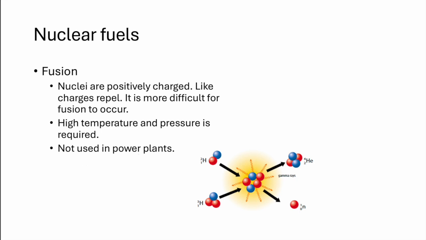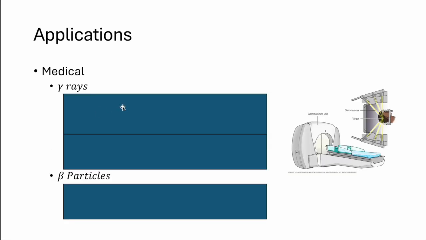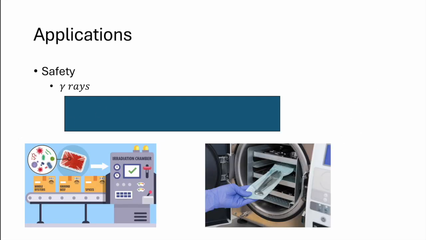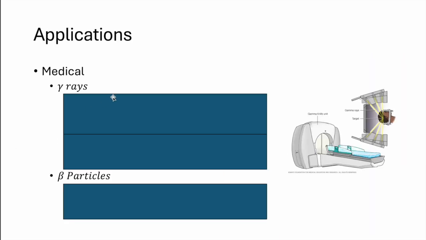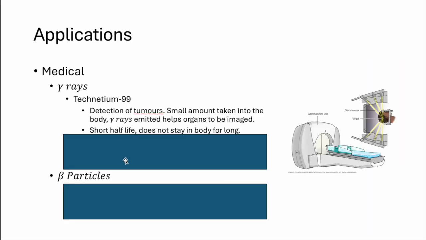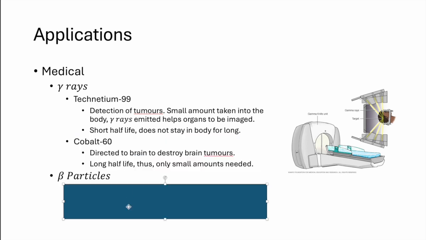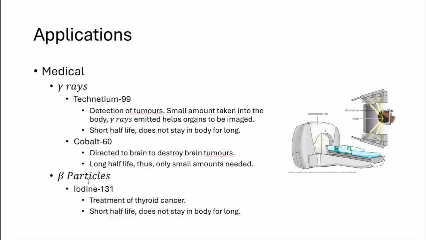And so we come to the last part of this chapter. We're talking about applications of radioactivity. There are medical uses, safety uses, geology uses. Gamma rays are used in the detection of tumors. Beta particles are used to treat certain illnesses. However, for this, there is a long half-life, so only a small quantity is needed.